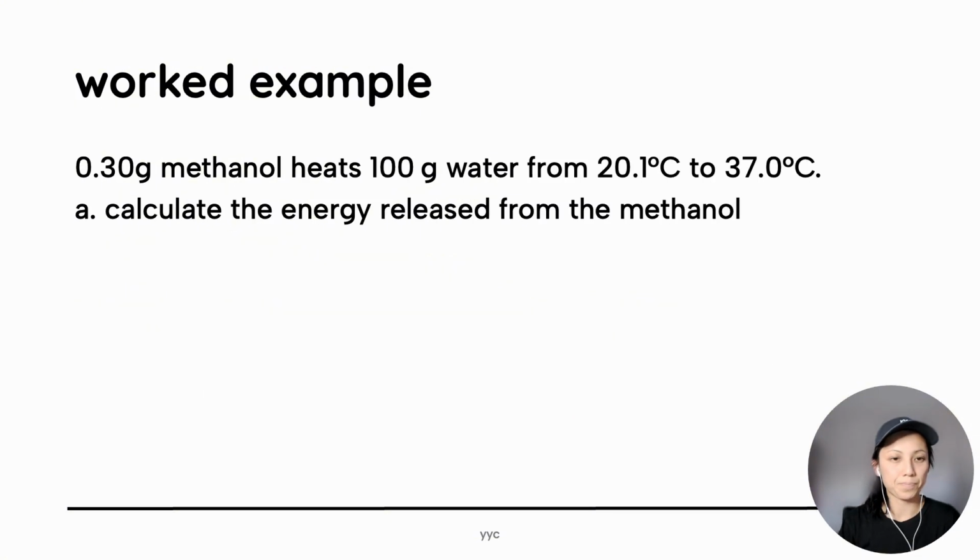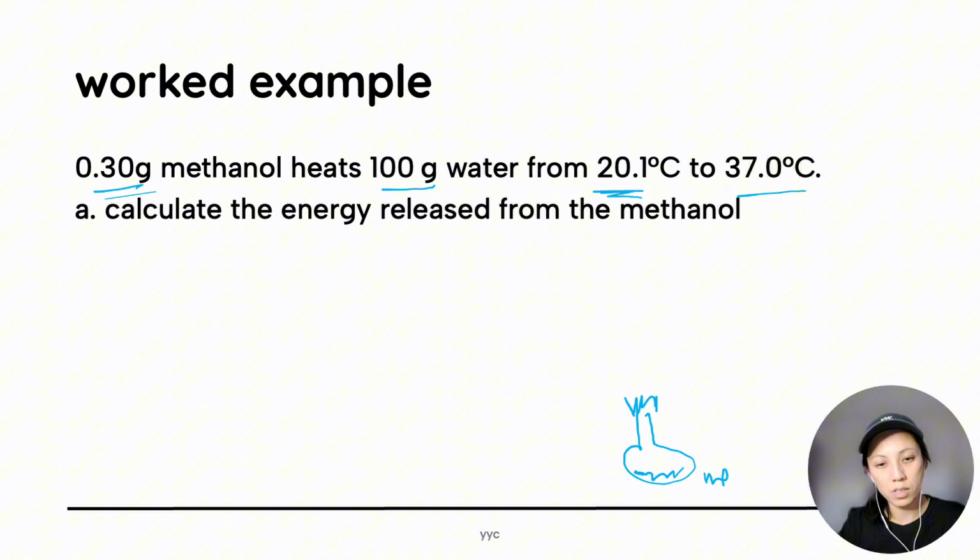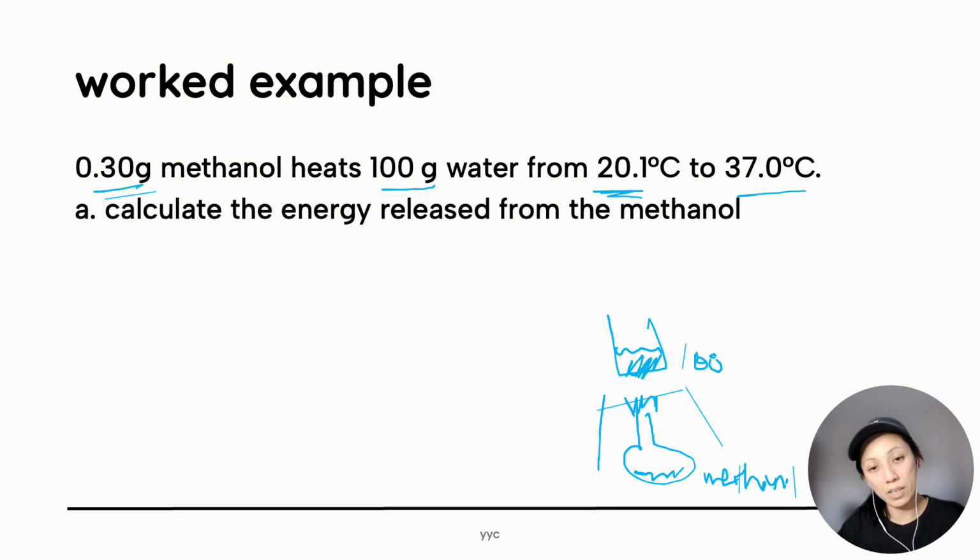Now, let's do a worked example. So say you're going to use 0.3 grams of methanol. And what you're going to do is heat 100 grams of water, and what has happened there is that there's been a temperature change from 20.1 degrees to 37 degrees. Now, if you're someone who likes to visualize it and draw it out, so if we've got a spirit burner down here, there's your fire, there's your methanol down here. Now that's 0.3 grams of that. And then what you have on top, and of course it's not floating, so you probably have some sort of tripod or something like that. Now water, you've got 100 grams of water in here that's being heated. And the water has been heated from 20.1 to 37 degrees.